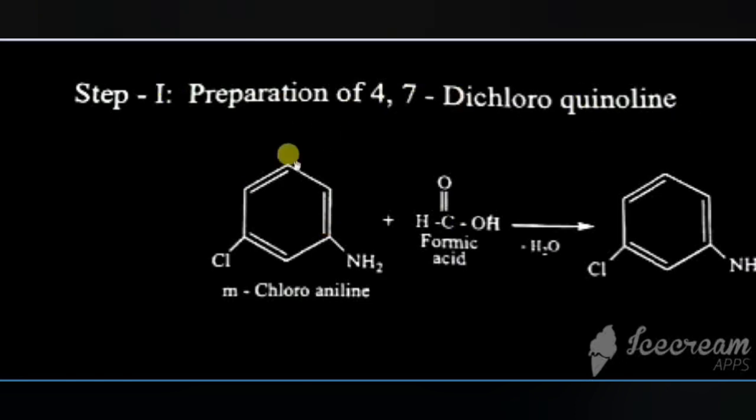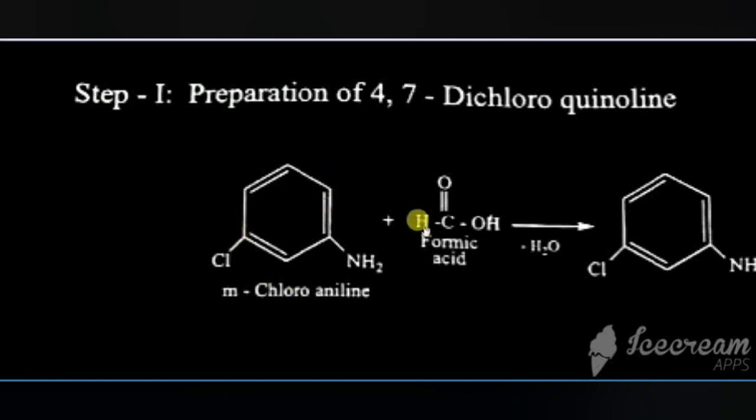4,7-dichloroquinoline. For this, here we have taken the parent as metachloroaniline. Already we have known what is aniline. Aniline is a benzene ring with NH2, that can be called aniline. This is ortho, this is meta. So in the meta position chlorine would be attached. That's why it is called metachloroaniline.